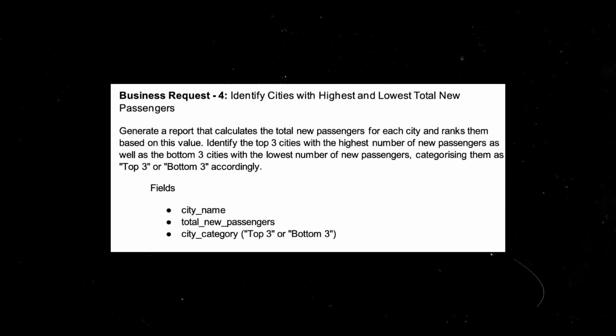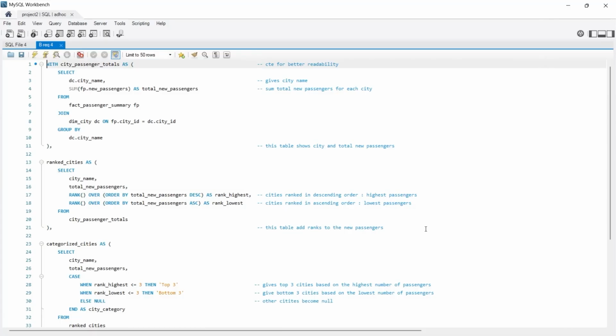Business request 4: Identify cities with the highest and lowest total new passengers. My task here is to identify the top 3 cities with the highest number of new passengers, as well as the bottom 3 cities with the lowest number of new passengers. So here is the query and this is the report.